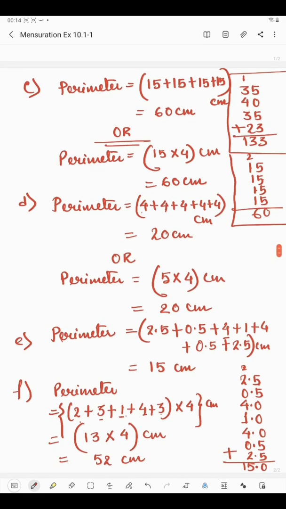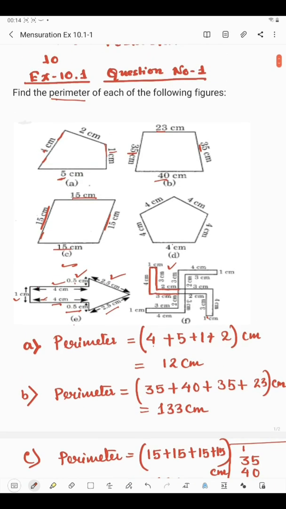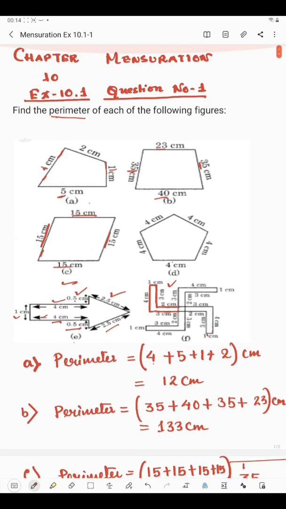Okay, so this way by adding we can get the perimeter of any figure. Okay, so this was all about question number 1.